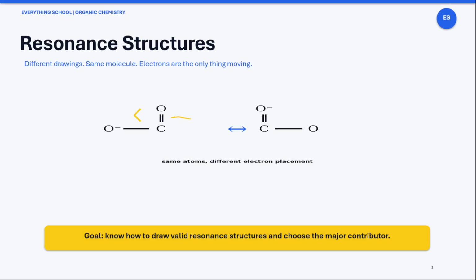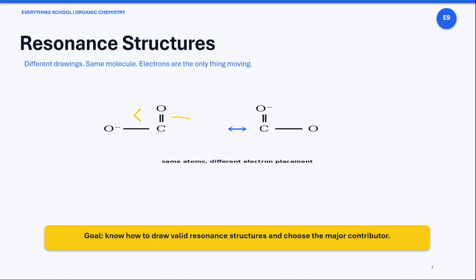Slide 1. Today we are going to make resonance structures way less confusing. Resonance is one of those organic chemistry topics where students usually know it has something to do with arrows and electrons, but they are not sure what is actually allowed to move. The main idea for this whole video is simple. In resonance, the atoms stay in the same place. Only the electrons move. By the end of this video, you should know how to draw valid resonance structures, avoid the common mistakes, and tell which resonance contributor matters the most.